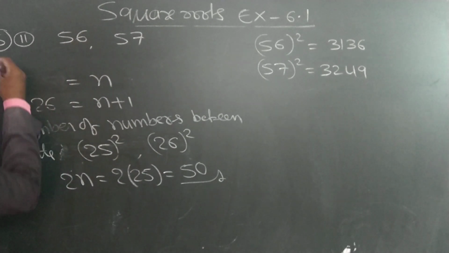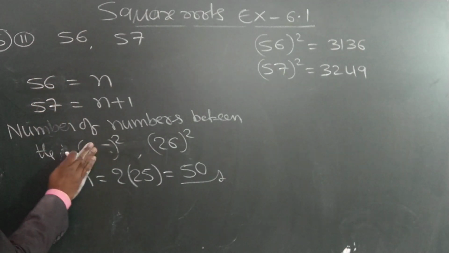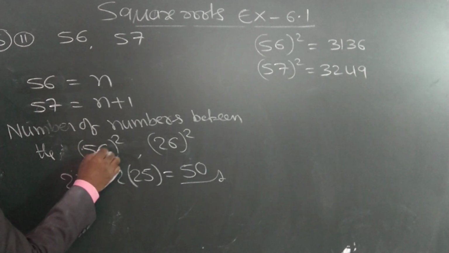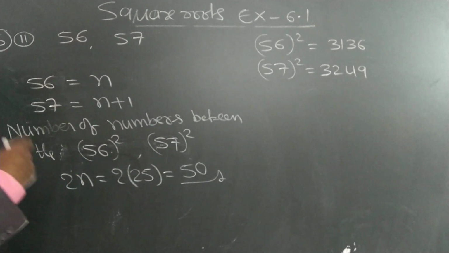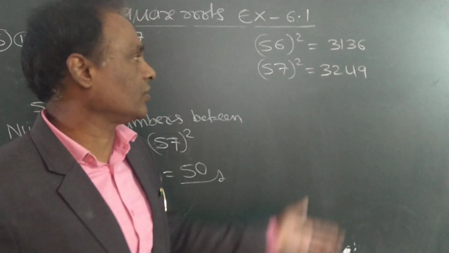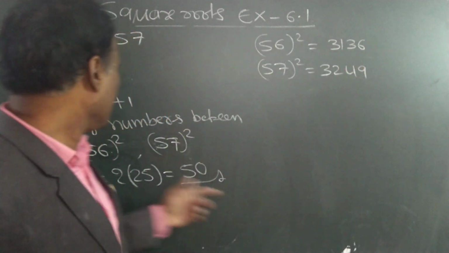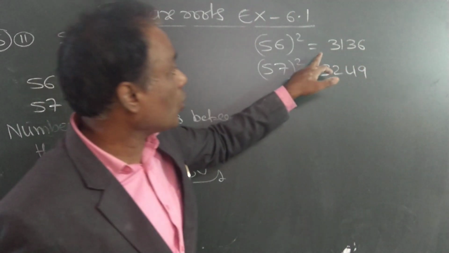Here 56 is nothing but n, 57 is n plus 1. So we have to find the number of numbers between 56 square and 57 square. 56 square means 56 into 56, something we will get like this. 57 square is 57 into 57. Don't write these numbers. In between these two, how many numbers exist?